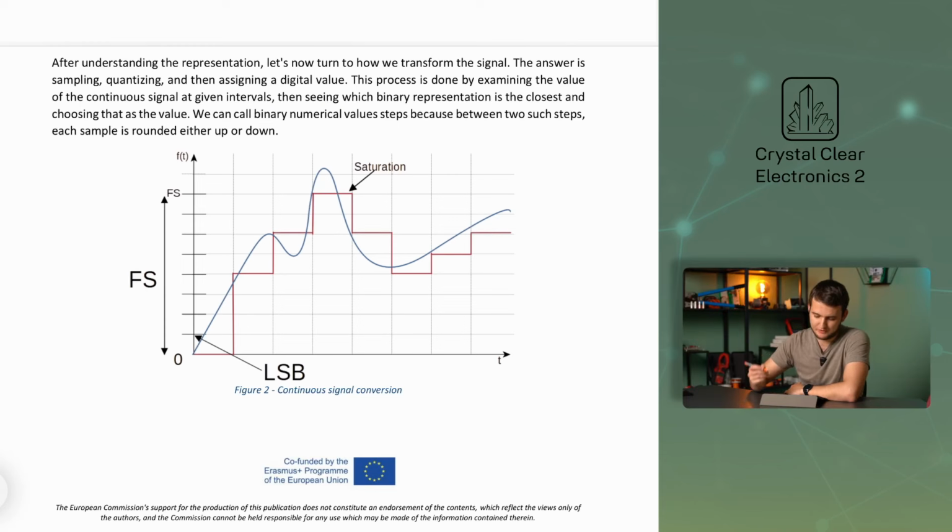This figure illustrates what has just been said. It can be seen that the ADC samples the blue input signal at each vertical line and adjusts the red output signal to be as close as possible to the measured value. It can also be seen that if the input signal exceeds the full scale level mentioned above, the ADC will then return the highest binary value it can output to us.